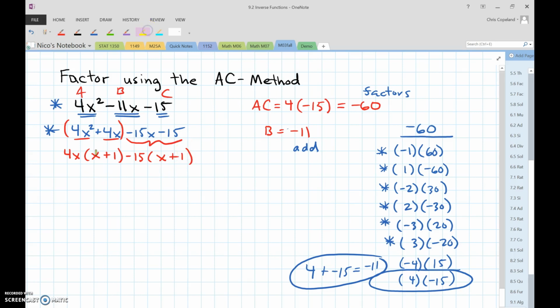All right? And notice that this x plus 1, they're the same. Whenever you're doing the AC method, these will be exactly the same. Okay? And then what you're going to do is factor that out. So we're going to factor out the x plus 1 from each of these, and then you're left with 4x minus 15. This is how you're going to factor this trinomial using the AC method.